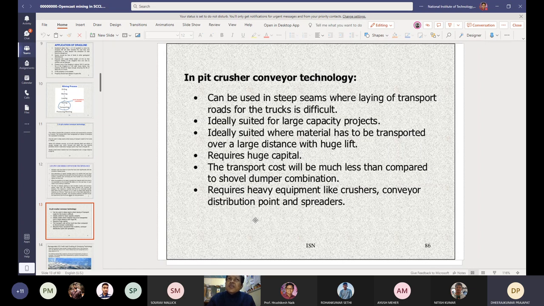Also, in-pit crushing and conveying technology requires heavy equipment like crushers. You have to purchase the crushing units, crushers, conveyor distribution point, and spreaders. So these are the three important machines you are going to purchase: one crusher, one conveyor, and one spreader to spread the material for reclamation purpose. So this is the technology which is called in-pit crushing and conveying technology.